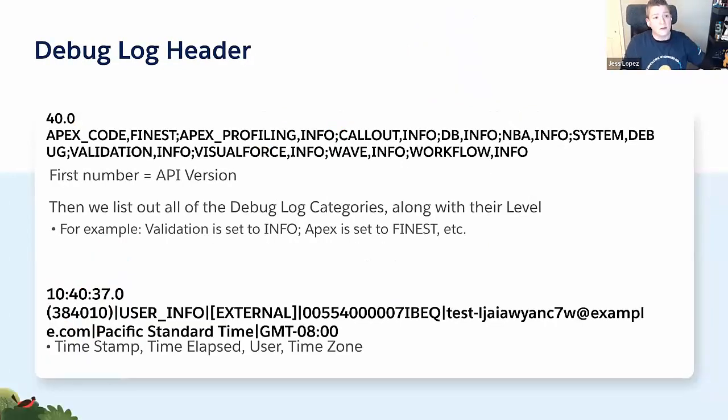So what's in the debug log? First thing is the header. This can be useful, especially if you saved logs and want to reference them later on. The very first thing you see is typically the API version of the first thing that was called.